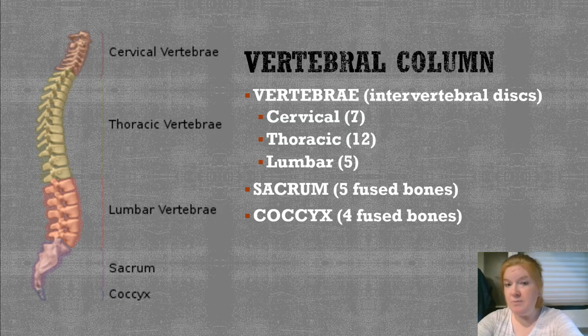Now we have the vertebral column. So in between each vertebrae, we have intervertebral discs. So we have 7 cervical vertebrae in our neck, 12 thoracic vertebrae in our thoracic region, 5 lumbar vertebrae in our lower back. Now, if you think about the thoracic, it coordinates with ribs. 12 thoracic vertebrae, 12 ribs. Then we have the sacrum. That is 5 bones that have fused together. And the coccyx, that's our tailbone, that's 4 bones that have fused together.